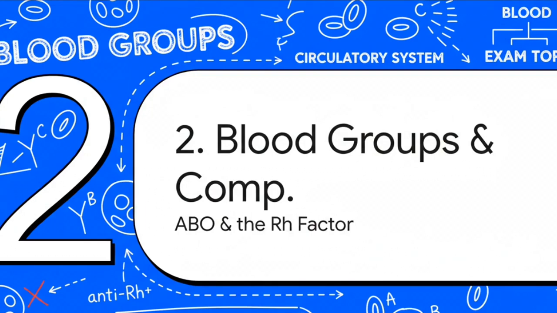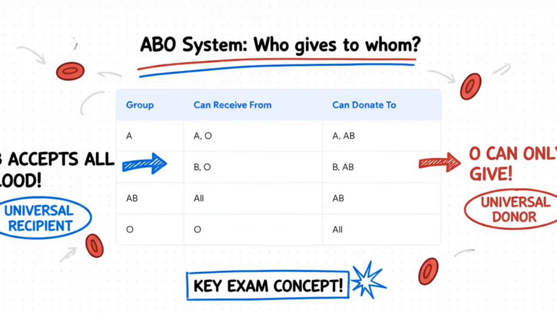All right, section 2, blood groups and compatibility. Now this is a topic that examiners absolutely love to ask about, so let's get into the ABO system and that tricky Rh factor. The ABO system is all about who can give blood to whom, and the easiest way to lock this down is with a simple mnemonic. AB accepts all blood, which makes it the universal recipient, and O can only give, making it the universal donor. Trust me, this concept pops up on exams all the time.